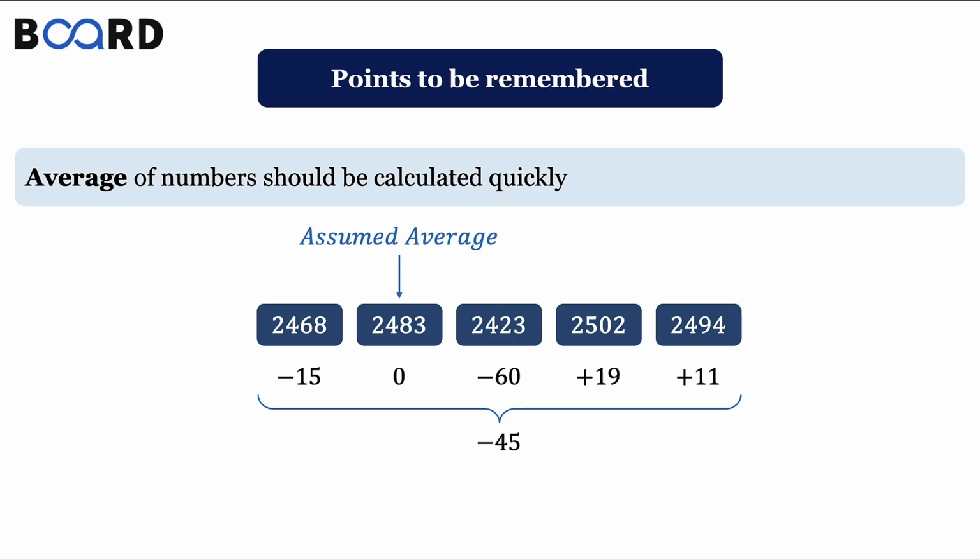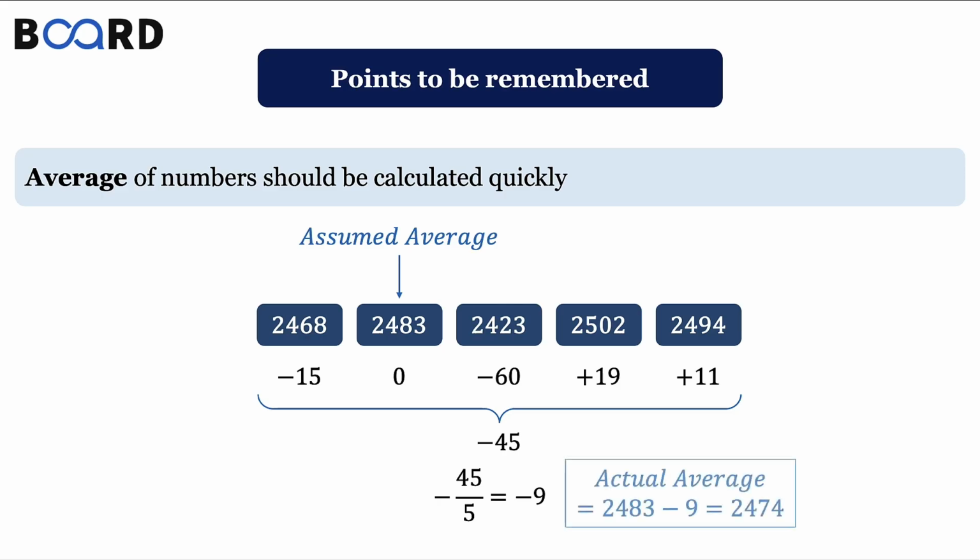Now that's the deviation over 5 values. So what is the average deviation per value? There are 5 values here. So minus 45 upon 5, that is minus 9, which means whatever average we had assumed is actually 9 higher than the actual average. So the actual average has to be 2483 minus 9, which is 2474.